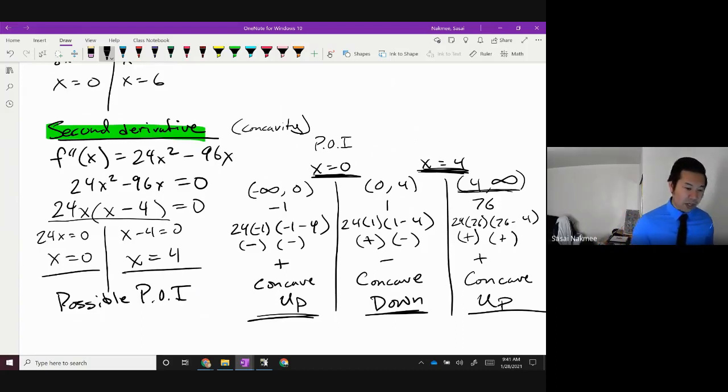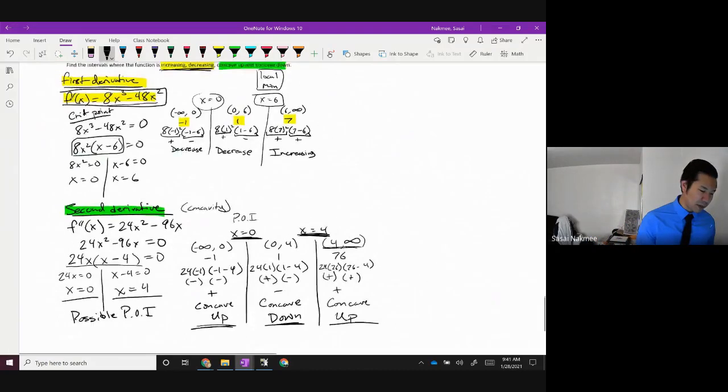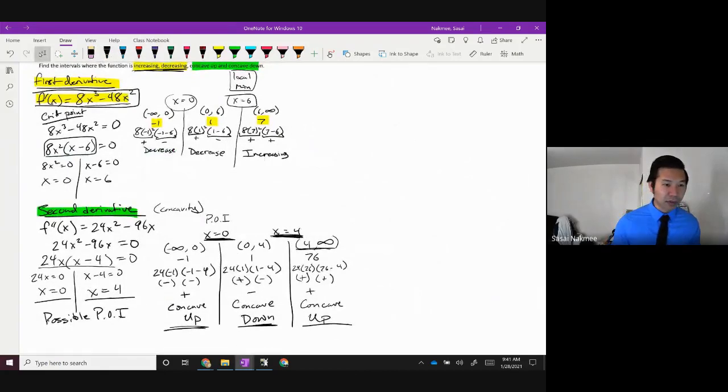Where's this function concave up? It's concave up from -infinity to 0 and from 4 to infinity. This function is going to be concave down from 0 to 4. Okay? So that's our second derivative test, right? So we have here our first derivative test and our second derivative test here.